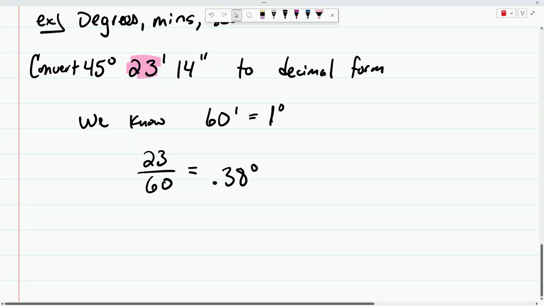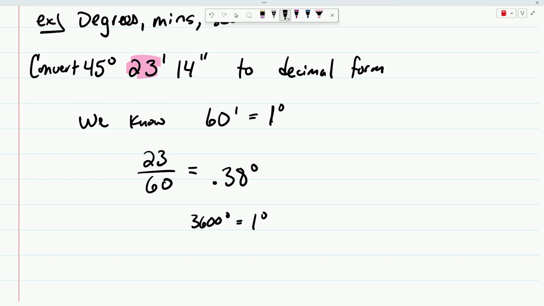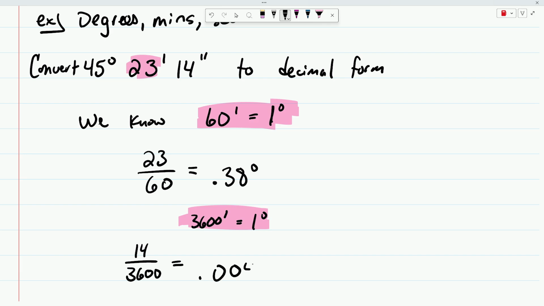Now, in 1 degree, there are 3,600 seconds. Oh, sorry, wrote that backwards. There we go. In 1 degree, there's 3,600 seconds. So these are the conversions that we would need. So we would take 14 over 3,600, and that's going to be 0.004 to 3 decimal places. You can use your calculator to do this.